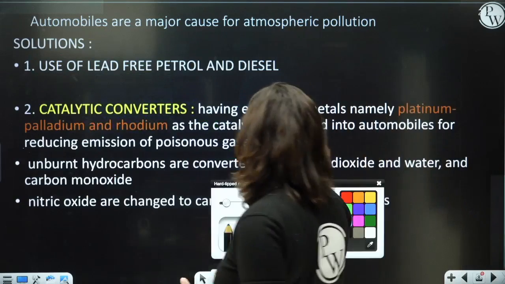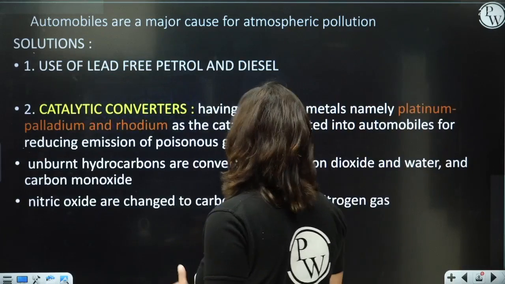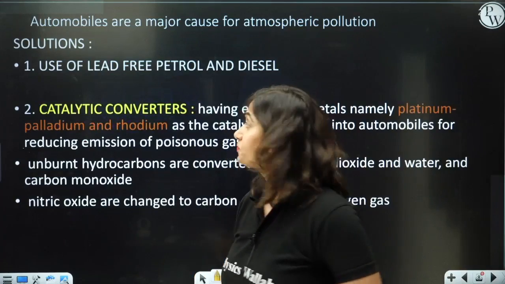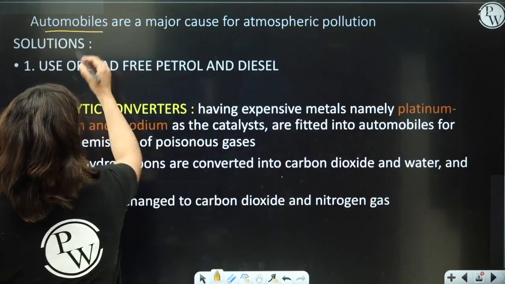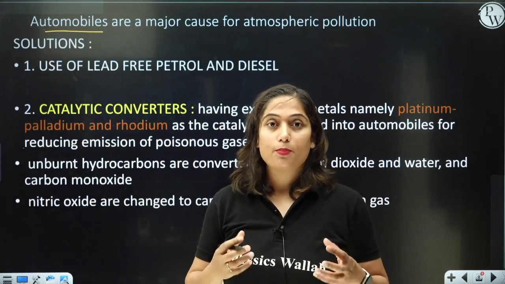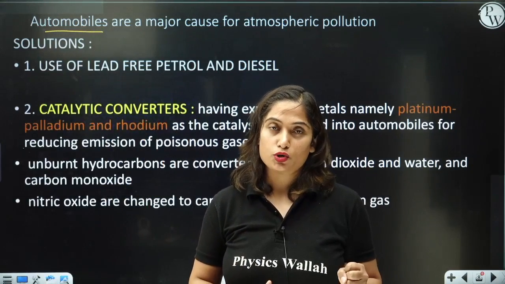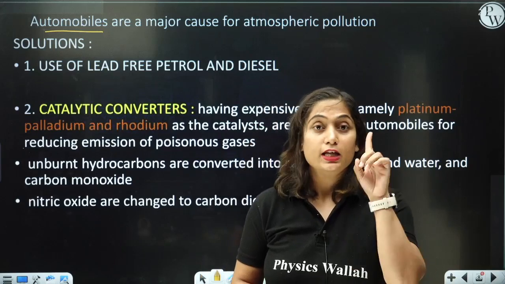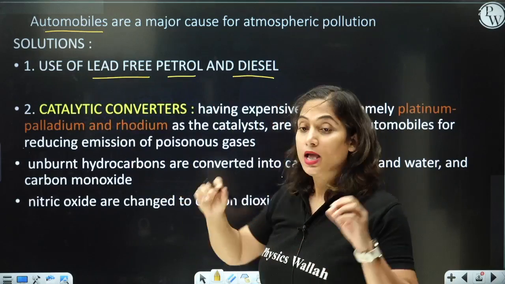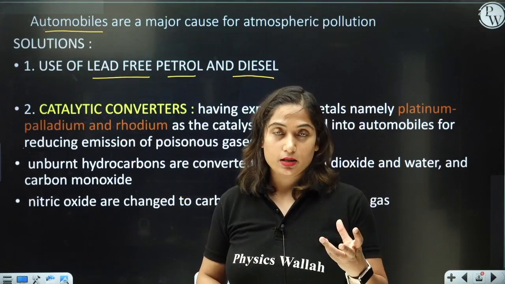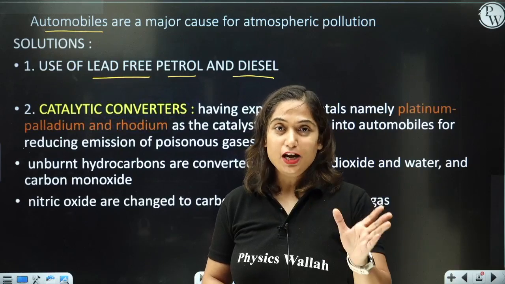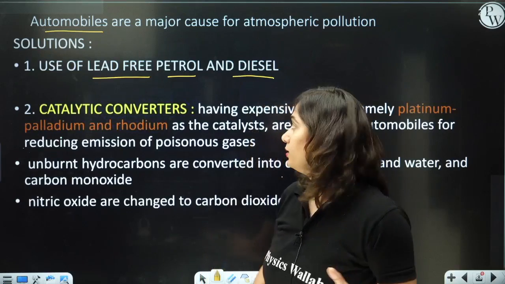Now, let's go to another major problem that causes air pollution, and that is automobiles, the vehicles. Automobiles are a major problem for atmospheric pollution. So what are the methods by which we can control the air pollution caused by automobiles? The first method is the use of lead-free petrol and diesel. Lead-free, because lead causes pollution in the air. So one should use lead-free petrol and diesel.